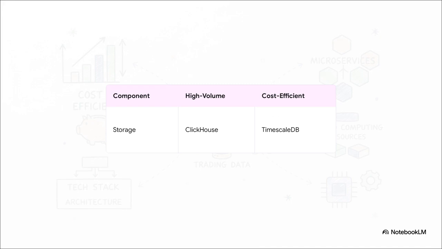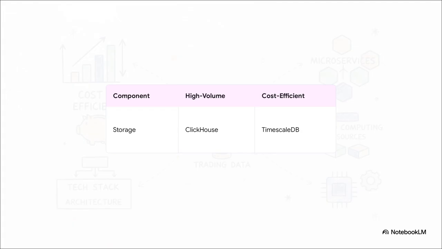Next up, we have storage. Trading platforms run entirely on time series data, right? Prices, ticks, indicators, all meticulously stamped by time. Now, if you've got an astronomically high query volume, you might immediately look at ClickHouse. But our cost-efficient pick? TimescaleDB.